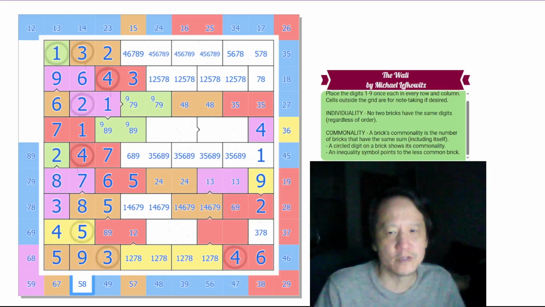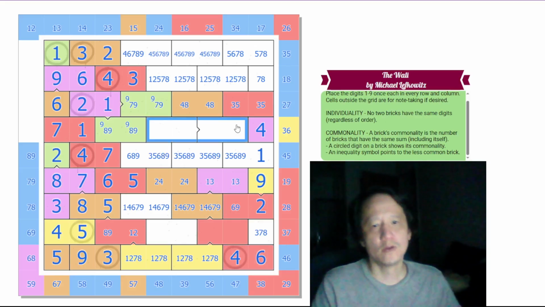That's the only orange with 8 possible. This is orange 2. We have 2, 6 or 2, 9. So those are still possible. 4, 5 is done. 3, 9 is done. 1, 8 and 2, 7 are done. And 4, 6 is done.